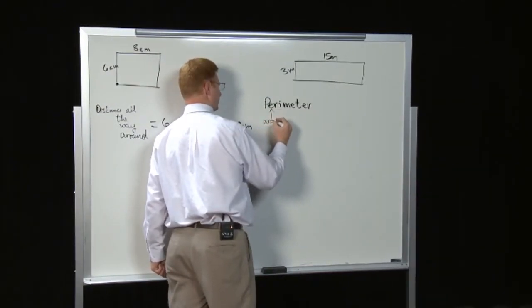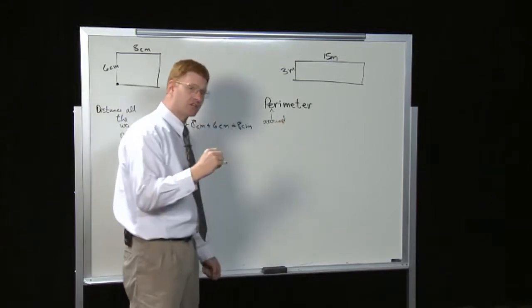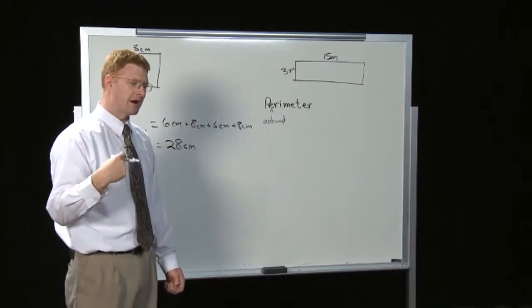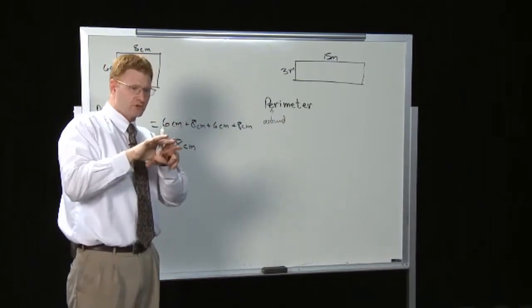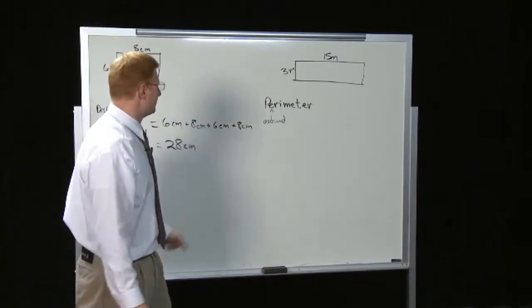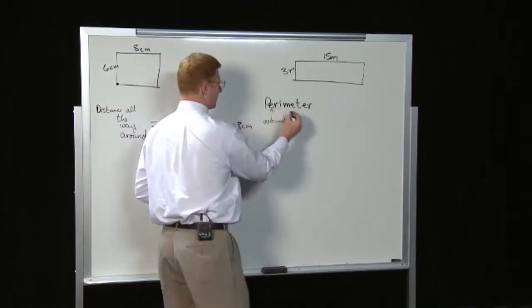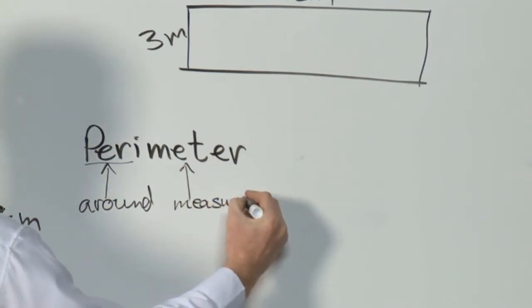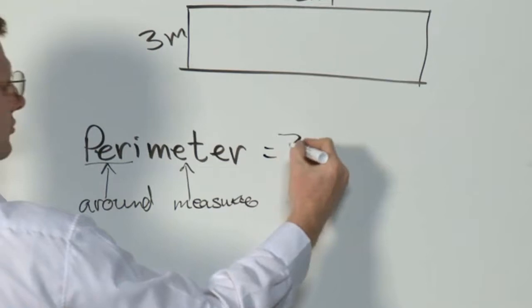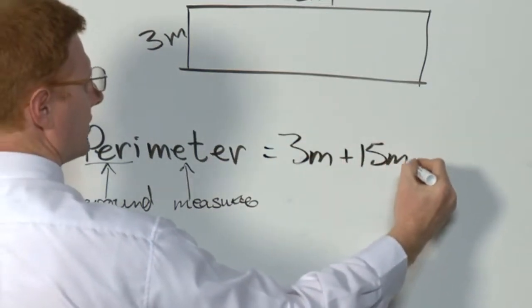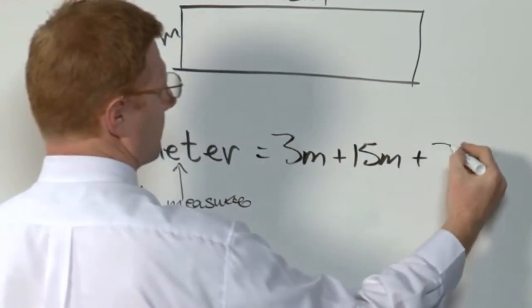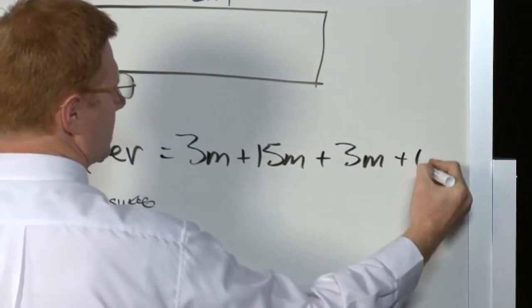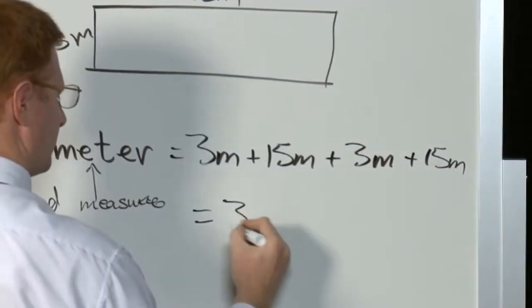Peri means around. If you've taken any health science courses, you may have studied a pericardium, that is the surrounding membrane around the heart. Peri is just a prefix that means around, and meter means to measure. So the perimeter was 3 meters plus 15 meters plus 3 meters plus 15 meters. And we got 36 meters.